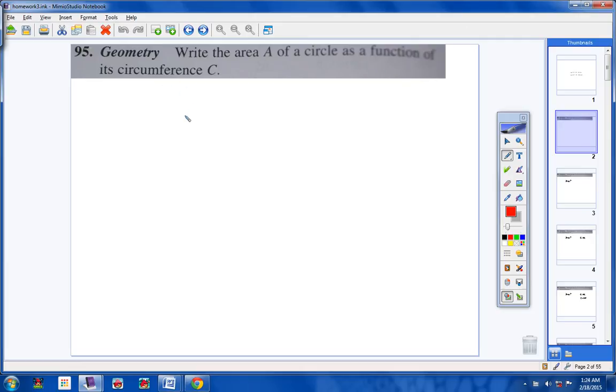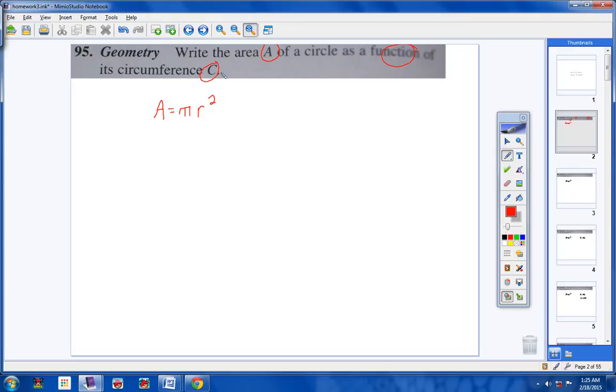Now students, what I've taught you to do first of all is start off with your basic formula that you know. So the area of a circle is A equals pi r squared. Now understand what I have here, students, is area in terms of r, or area as a function of r. And that's not what I want. I want area A as a function of C.